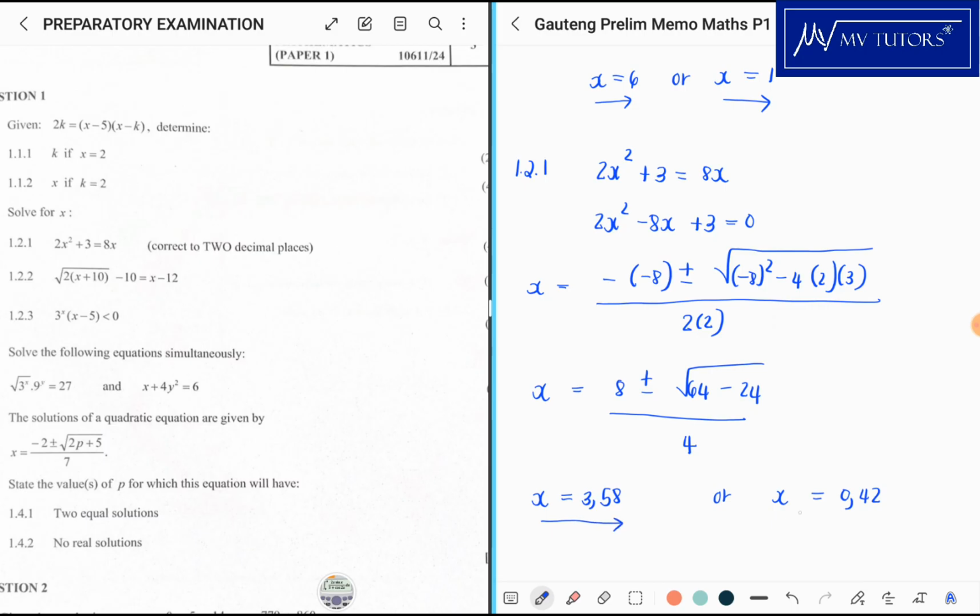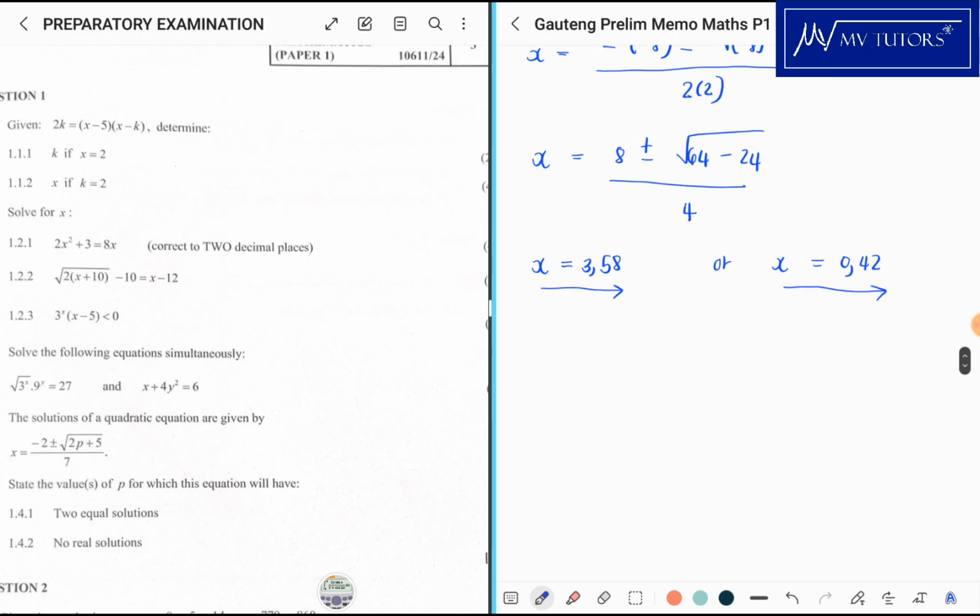So ladies and gents, so far it's okay, right? We are coping. 1.2.2, we're still solving for x. So question 1 really is the place where you should be collecting your marks. All right, here you shouldn't be messing up things unless you make a silly mistake.